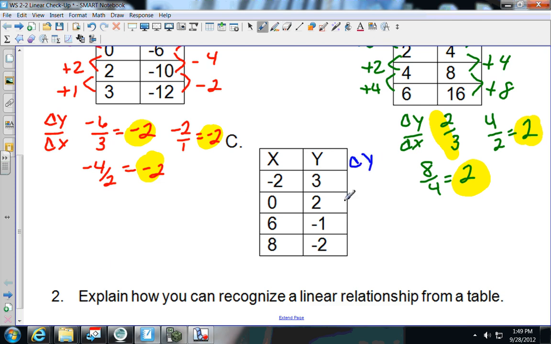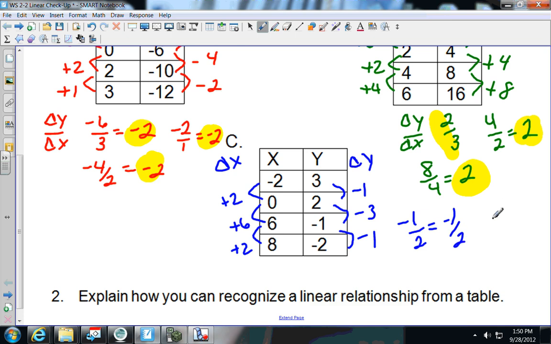Delta y: negative 1, negative 3, negative 1. Delta x: plus 2, plus 6, plus 2. Well, let's see about this one. Negative 1 over 2 reduces to negative 1/2. Then we have negative 3 over 6, which reduces to negative 1/2. Looking at these, they are all the same. So yes, this is linear.